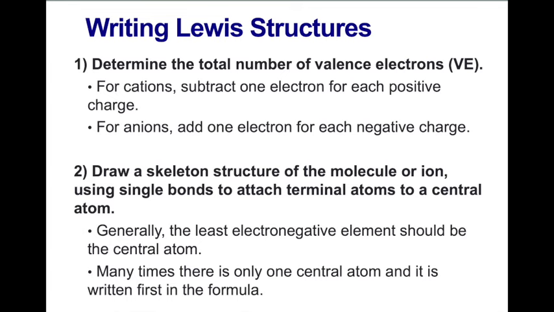And for anions, we count up the valence electrons on all the atoms present, and then we add an electron for each charge that anion has. Once we've added up all of the electrons in the molecule, that's when we draw a skeleton structure of this molecule. So we figure out what the central atom is, and then we put the other atoms around it. We draw single bonds to them first, and then we figure out how the octet is going to work out.